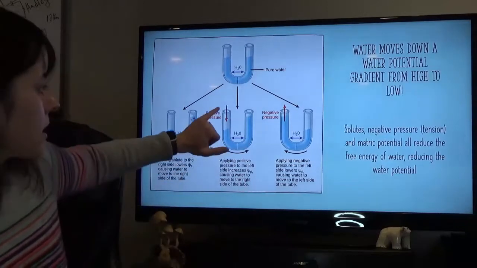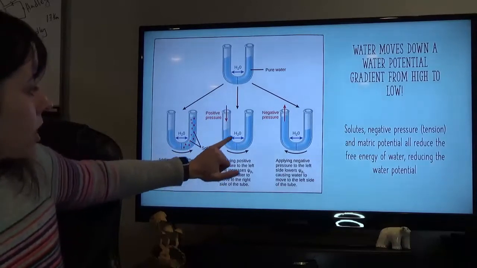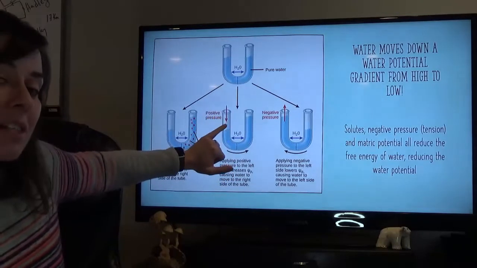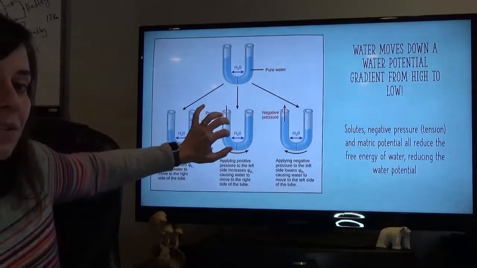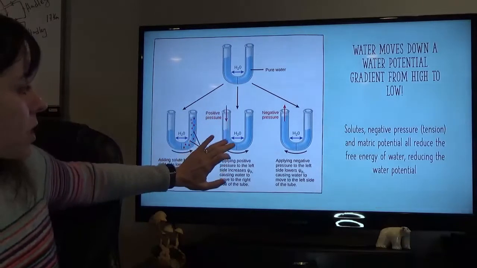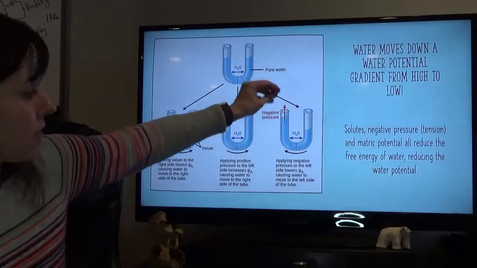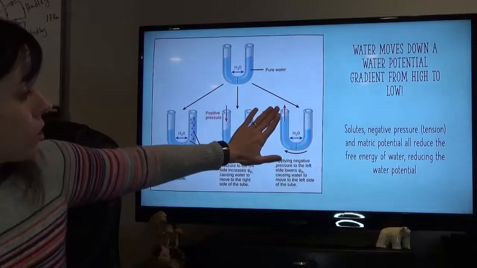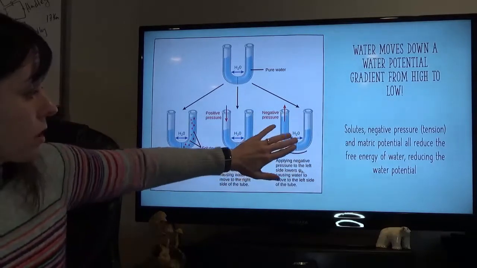Same thing, you put a positive pressure on this side, this increases the free energy of the water. If you put a positive pressure on pure free water, then you have a water potential that's above 0. That's kind of the one example of when that happens. And so then water will move from this area of positive pressure to this area over here. And likewise, if you have negative pressure, if you put a suction on the water, then you reduce the free energy of that water, and water will flow toward over here.